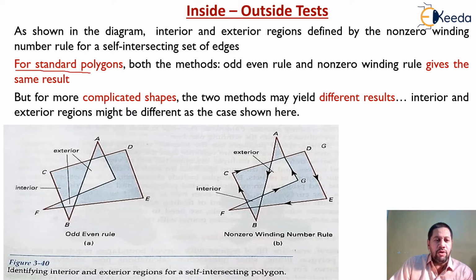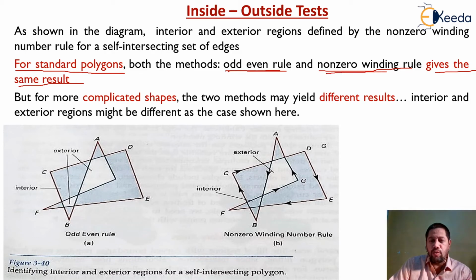For standard polygons or standard regions, both methods, the odd-even rule and the non-zero winding rule, give the same result. The output of the odd-even rule as well as the non-zero winding rule is the same for standard polygons. Standard polygons means polygons which are not self-intersecting, or which are not complex.